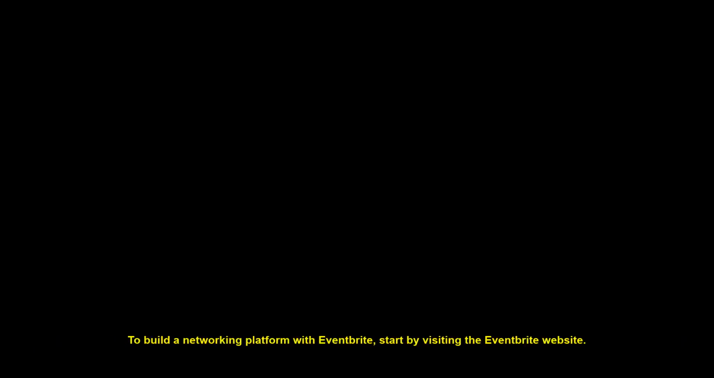To build a networking platform with Eventbrite, start by visiting the Eventbrite website. Create an account if you don't already have one. Once logged in, click on the Create Event button. Fill in the basic event details, including the event title, date, and time.